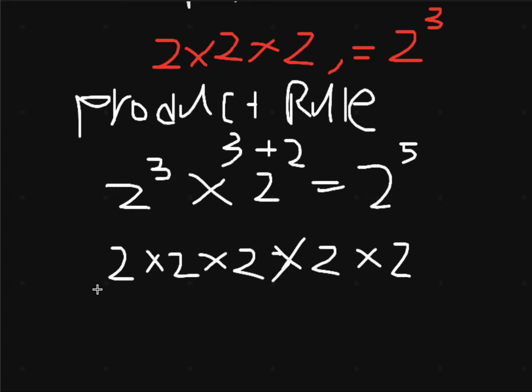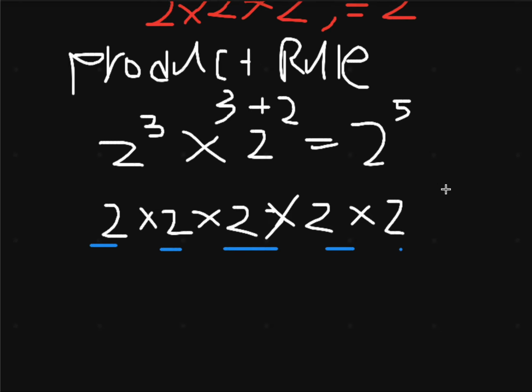And let's count. You guys know how to count. 1, 2, 3, 4, 5. What is that? 5, right? 2 multiplied 5 times. What does that make? 2 to the power of 5. So yeah, that's basically how you do it. Think of it like stacking Lego bricks. Combine what you already have.